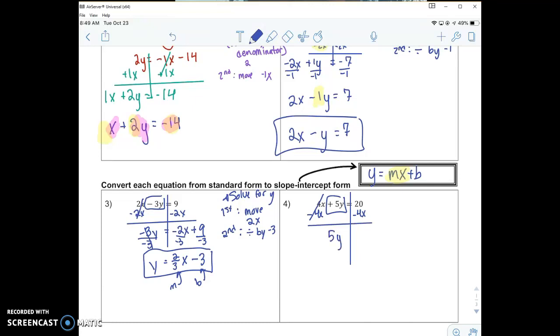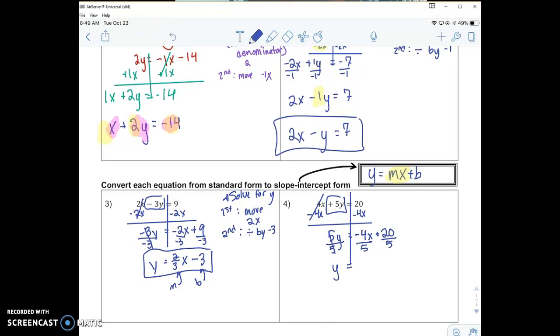I carry down my positive 5y. 20 minus 4x, those are not like terms. I want the part with x first, so -4x. Positive 20. And to get y by itself, I'm going to divide by that coefficient of 5.